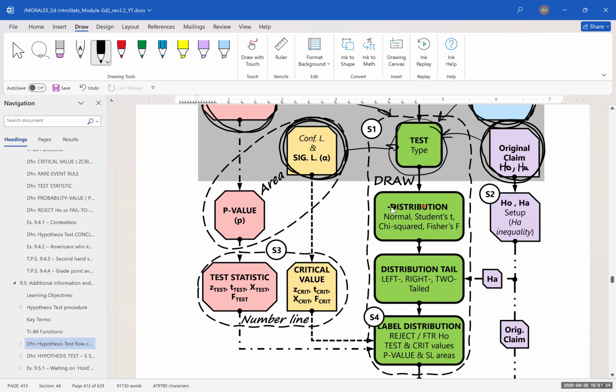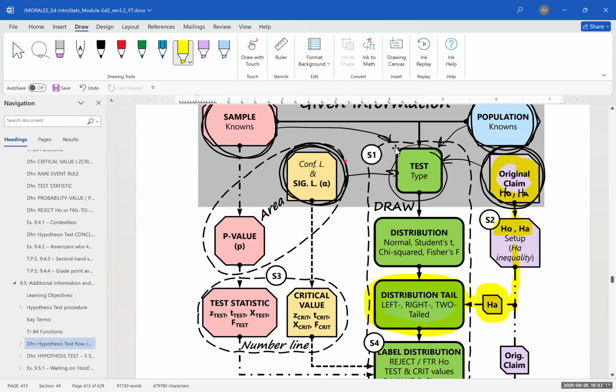So, the distribution that you use could be normal, student's t, chi-squared or Fisher's F. And remember that the distribution could be left-tailed, right-tailed, or two-tailed. And what tells us whether it's left, right, or two-tailed is the alternate hypothesis. So from the original claim, you calculate the null and the alternate, and then the alternate tells you whether you do left, right, or two-tailed.